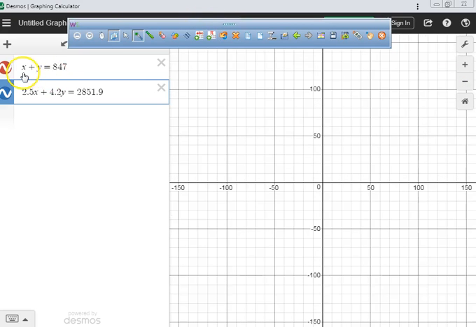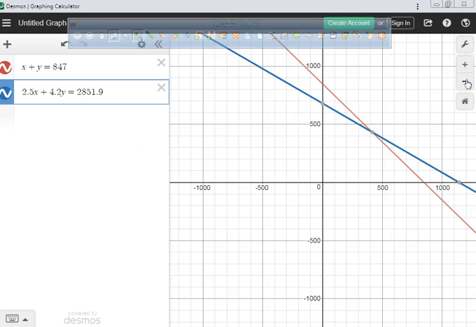Why? Because what do they have to add up together to equal? 847. So what's my y-intercept? 847. What's my x-intercept? 847. So I got to zoom out. But eventually, guess what? You'll see it. You guys see the lines? Right there. What is our solution?